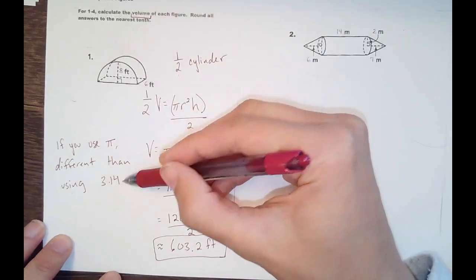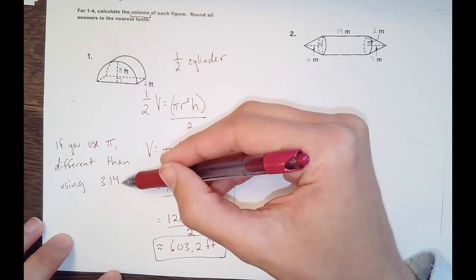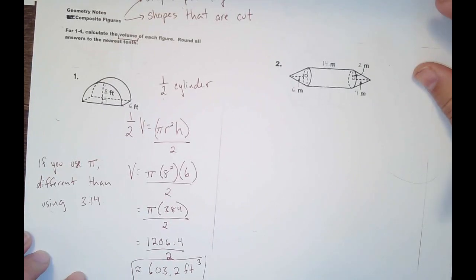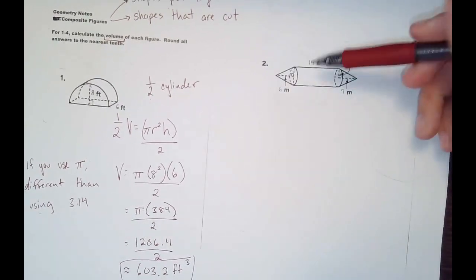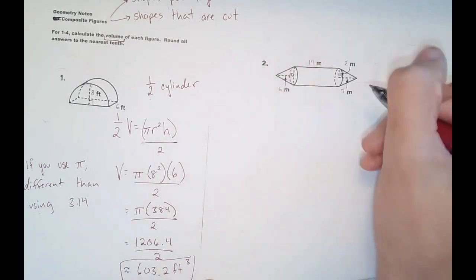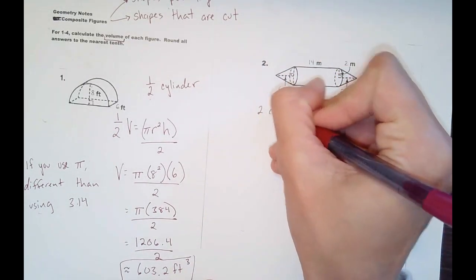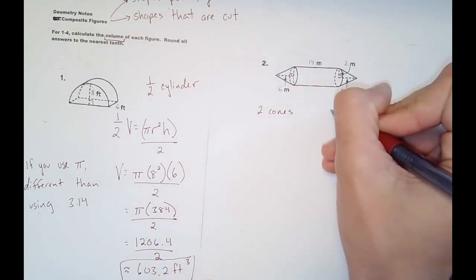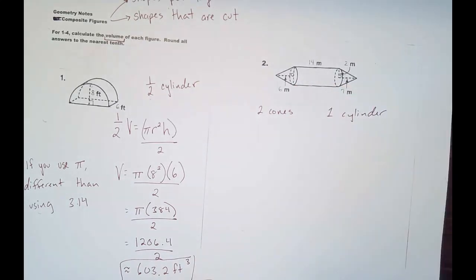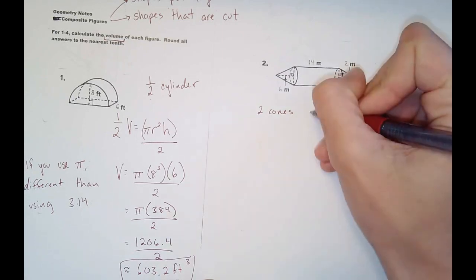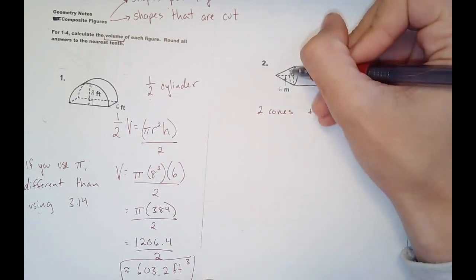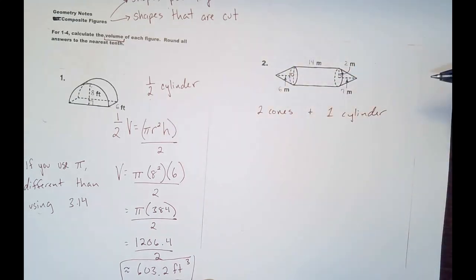So for this one, we want to find the volume. Well, we have 2 cones, and we have 1 cylinder that's put together. So we're going to find the volume of each cone, and then we're going to add the cylinder. We'll call this one cone 1, and this one cone 2.